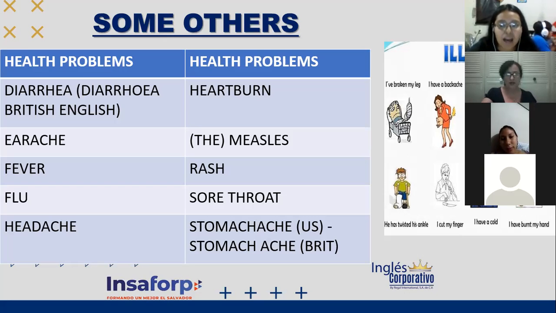Heartburn. Correct. Heartburn. Measles. Okay, rash. Good. Right. Sore throat. No. Stomachache. No, sore. En esa, en la primera palabra es sore. Sore throat. En la que van a hacer el sonido de la Z, en español es TH. Sore throat. Sore throat. Okay, very good. Next one.